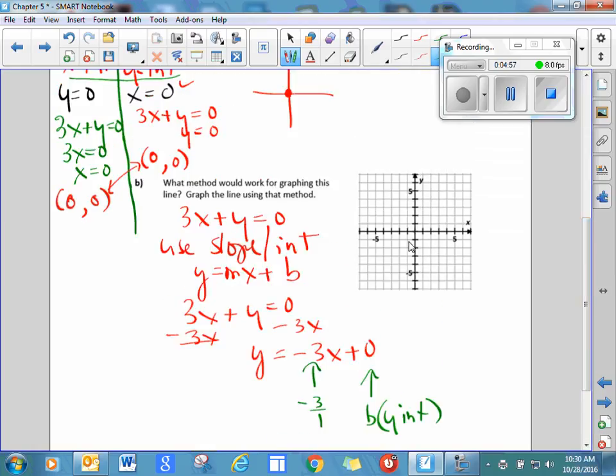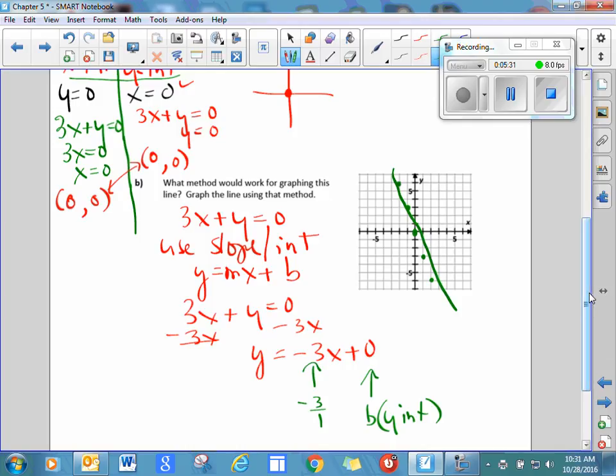We know that it crosses the y-axis at 0. We know it's got a negative slope, so it's going to start high and fall. We're going to rise up 3, 1, 2, 3, and run 1 to the left. 1, 2, 3, and then we can go down and pick up some more points. Go down 3, over 1, over 1, and then you can draw a line through it. Better than me. So that method worked.